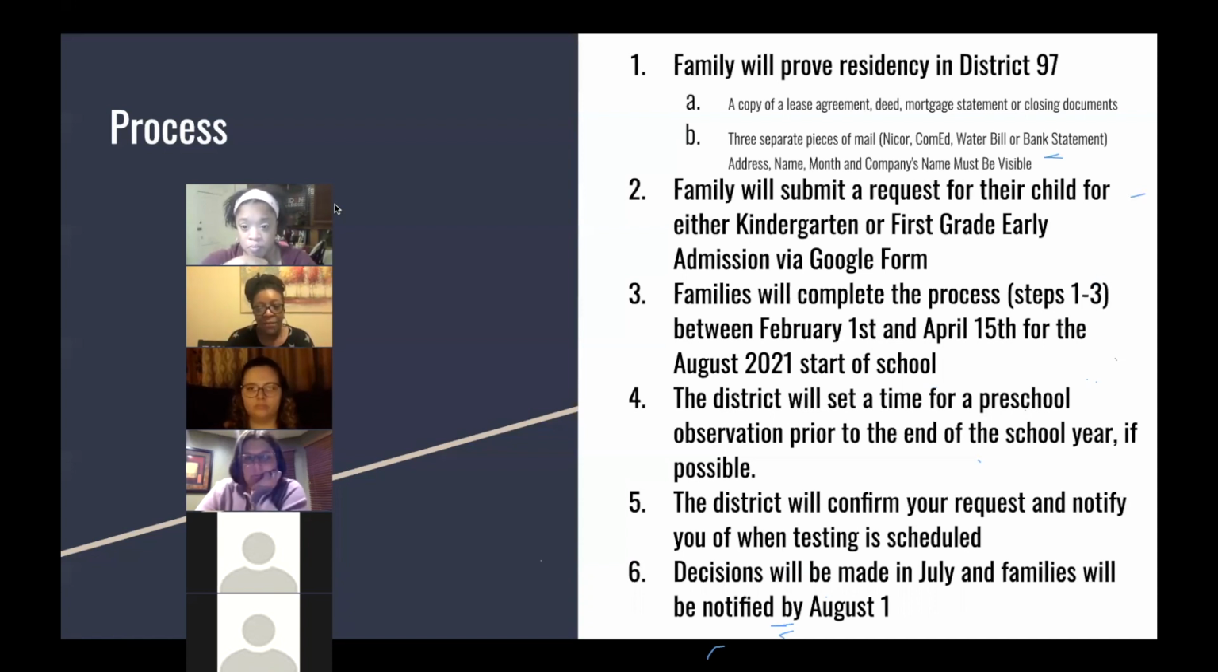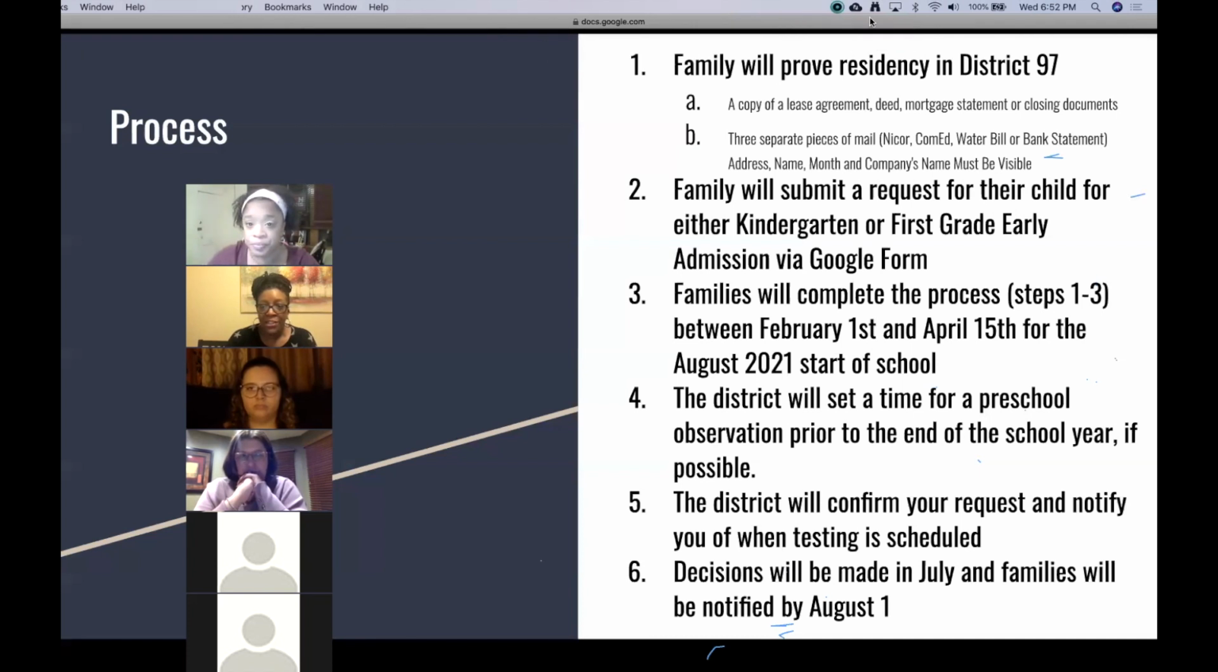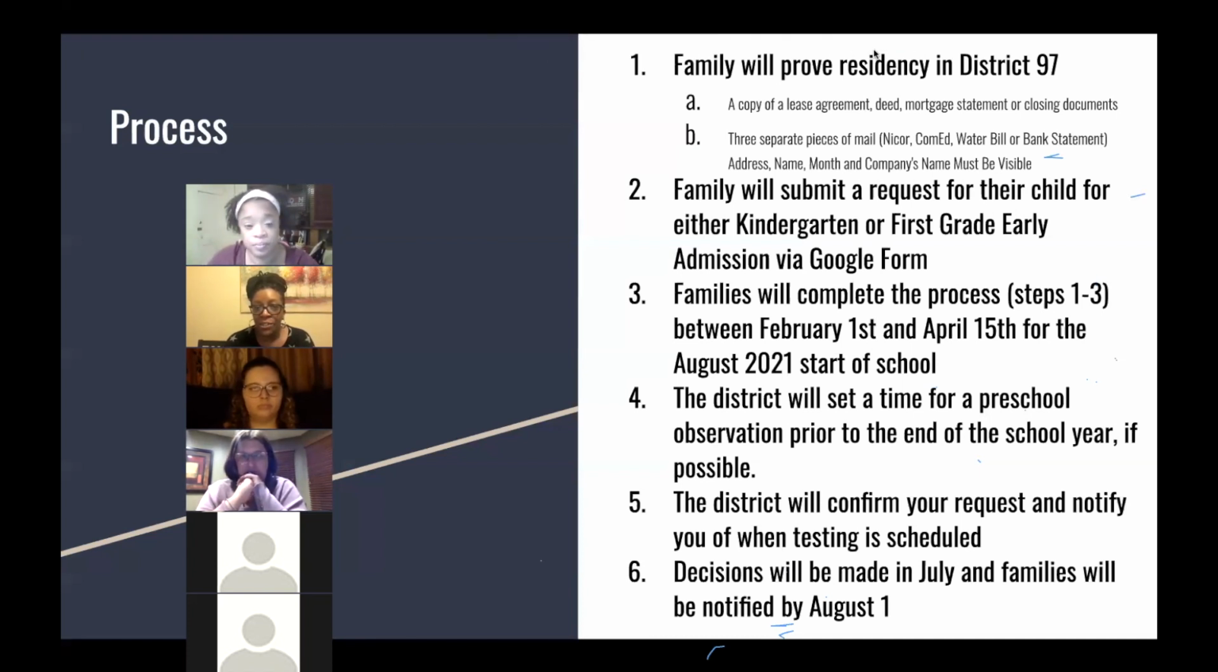So as you'll see in step 4, the district will set a time for their preschool observation if we can. We'll confirm your request to notify you of when testing will be scheduled, which will likely be after the 15th of April. But our goal is to make all of those decisions in July, and that we would notify families, because we know you have many moving parts and decisions to make, by August 1st. So I will pause here and check in the chat because I see some new questions.